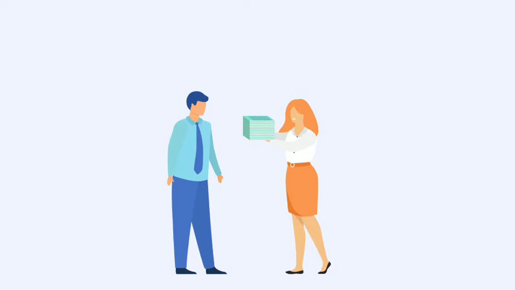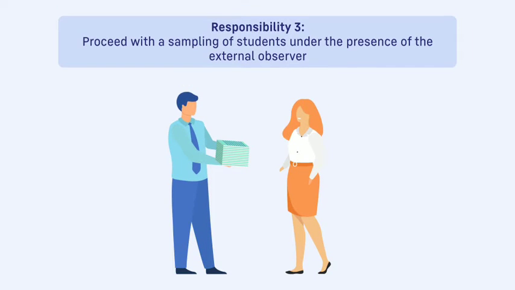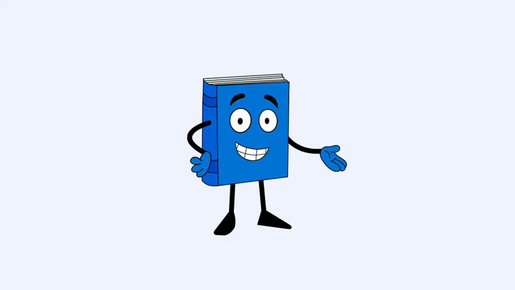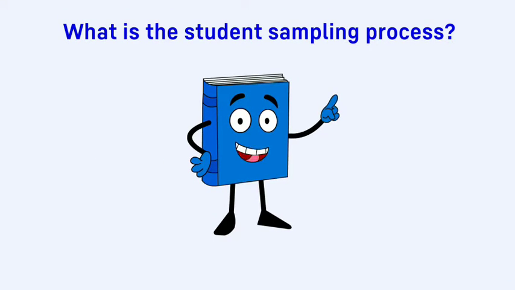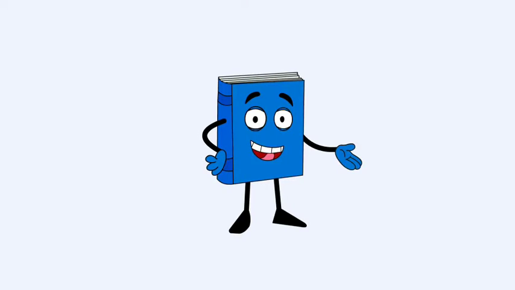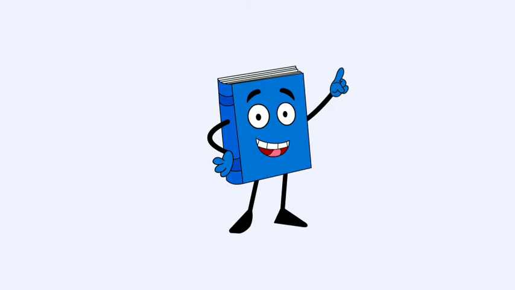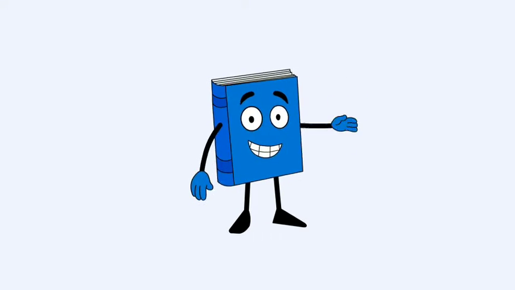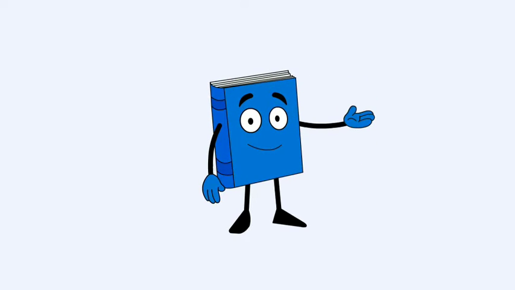Once this is done, using the attendance register, proceed with a sampling of students under the presence of the external observer. Now, what is the student sampling process? It is the procedure by which you and the observer together will select the students who will give NAS 2021 for a particular grade. A step-by-step guide on the sampling process has been covered in later modules. Once the sampling is complete, only the sampled students are to be seated in the survey room.